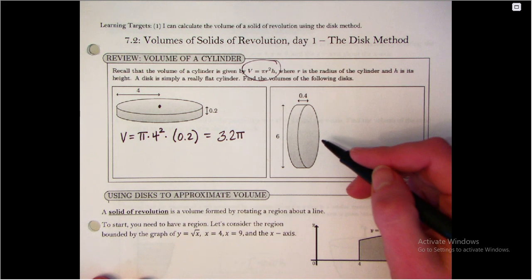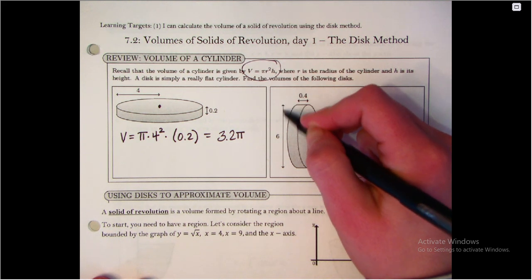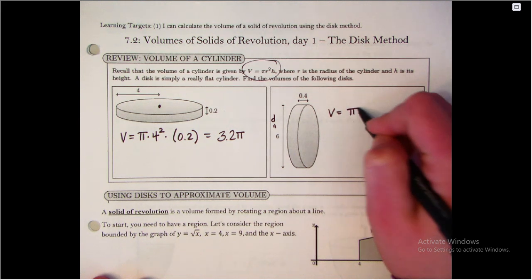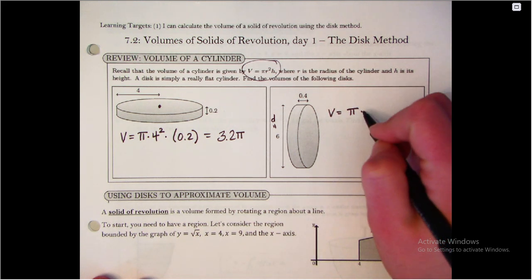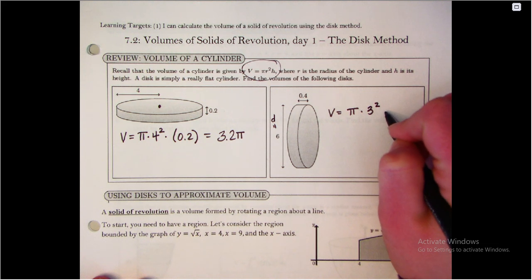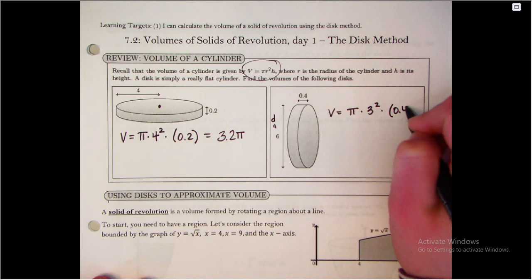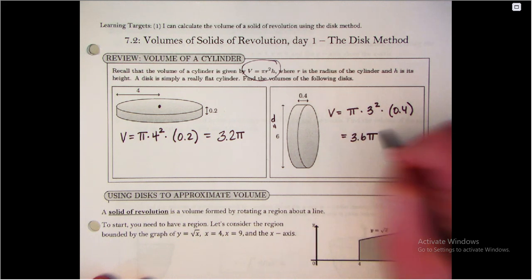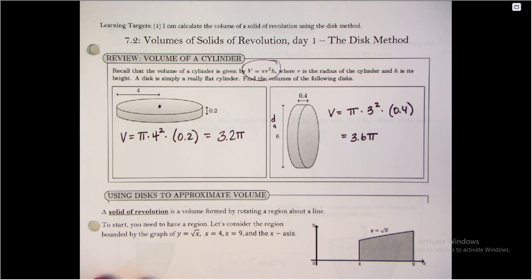Here, the only difference in the second one, hopefully you noticed, they gave me a diameter of 6, and I want to be careful that I use the radius as the formula calls for. So the radius here would be 3, and the height is 0.4. So I typed that in, and I had 3.6 pi for the volume of my cylinder.